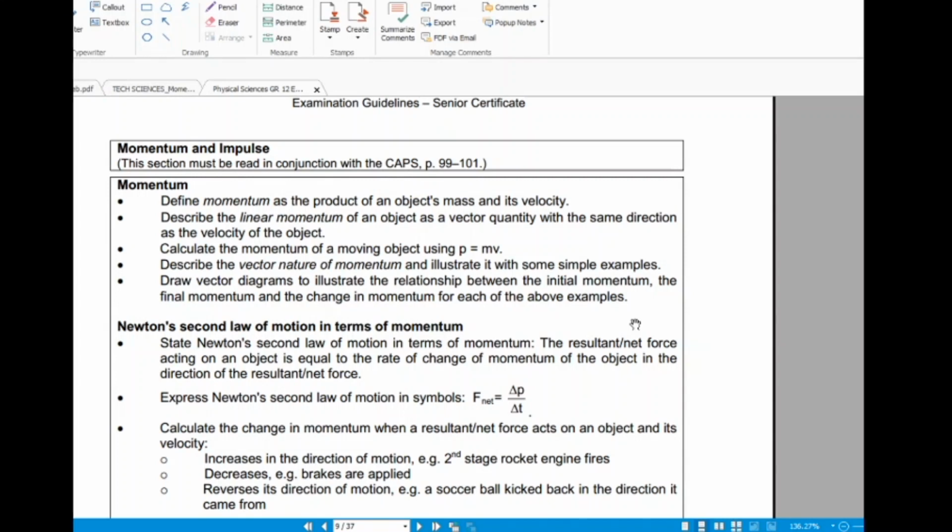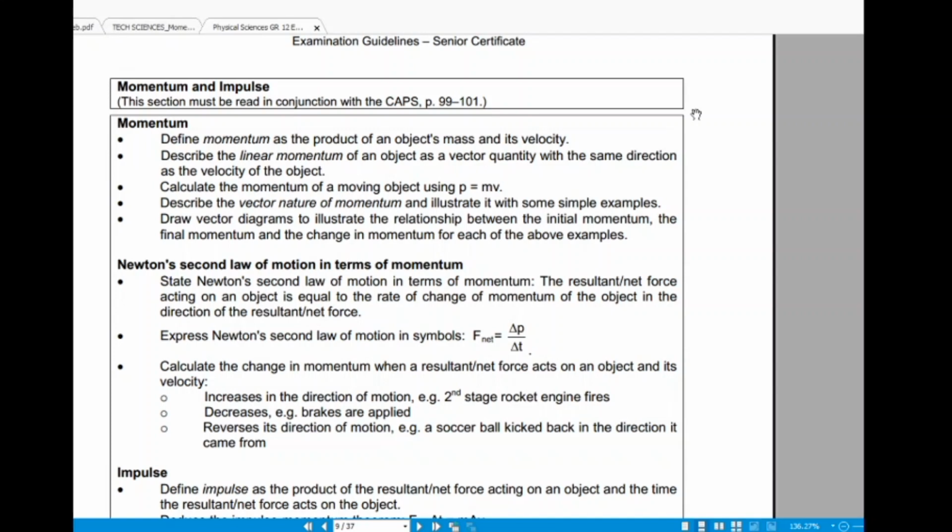So in the previous momentum and impulse video, we went through the exam guidelines where we started with the definitions of the important terms in the topic of momentum and impulse, right? The advice is that when you study the definitions, study them from the exam guidelines, because those are what are mostly used in the memorandum, right? So you need to revise the definitions.